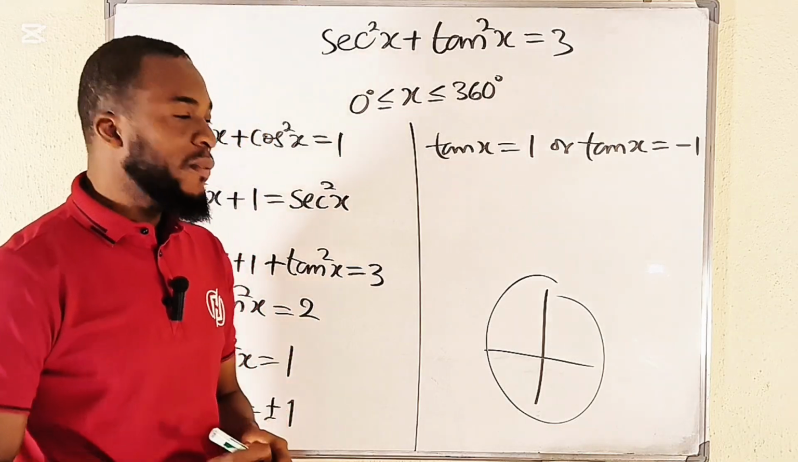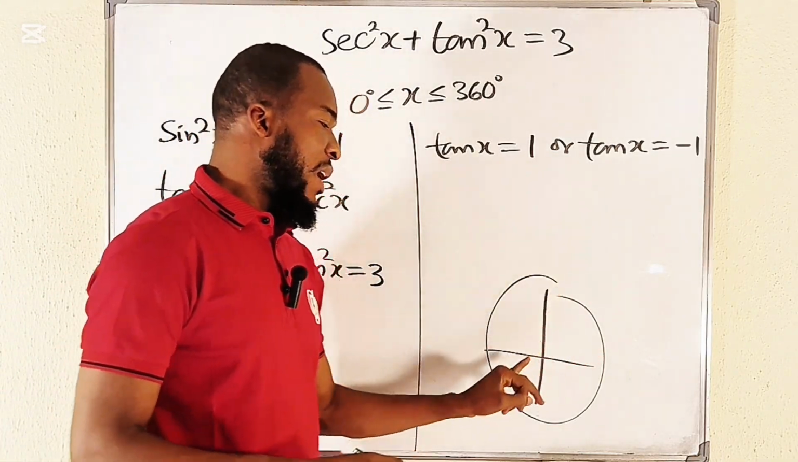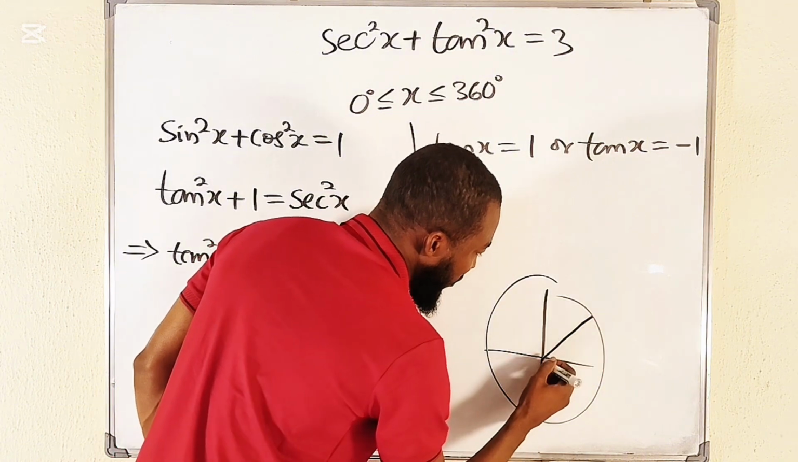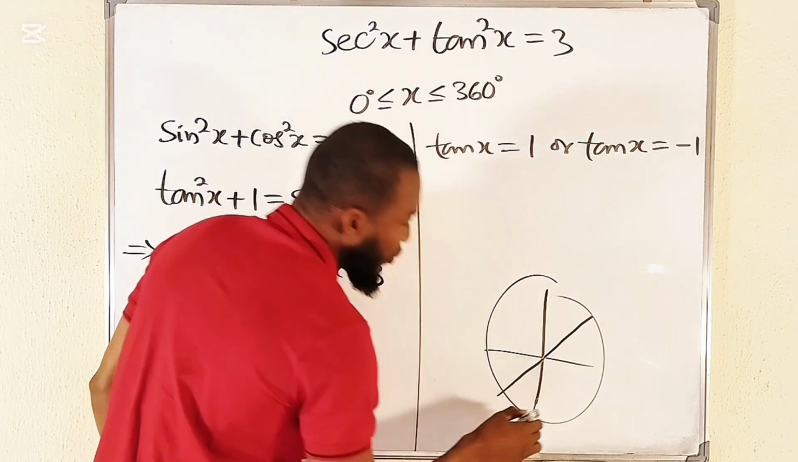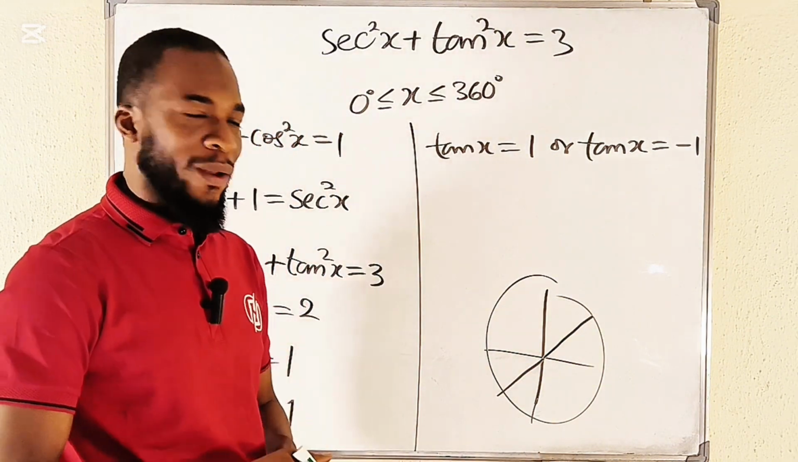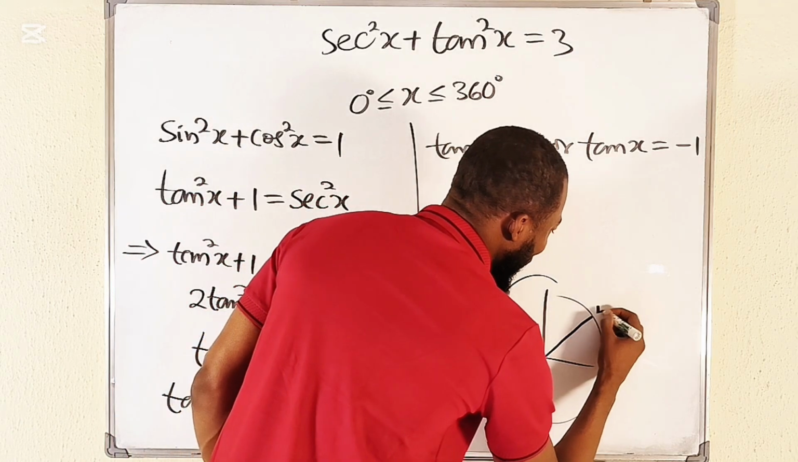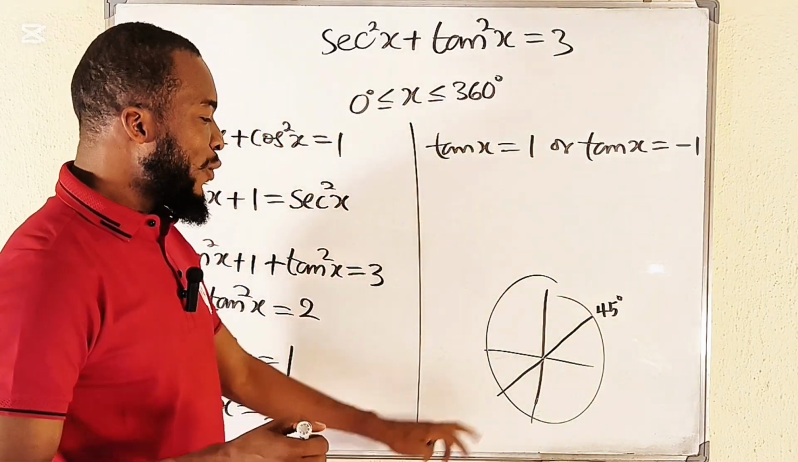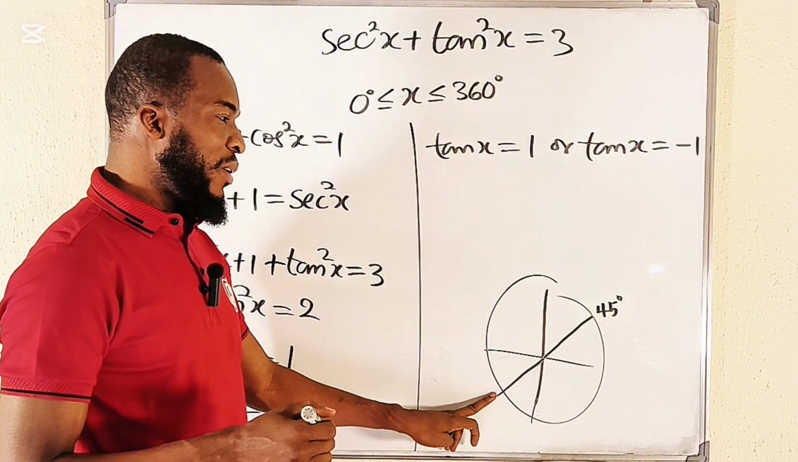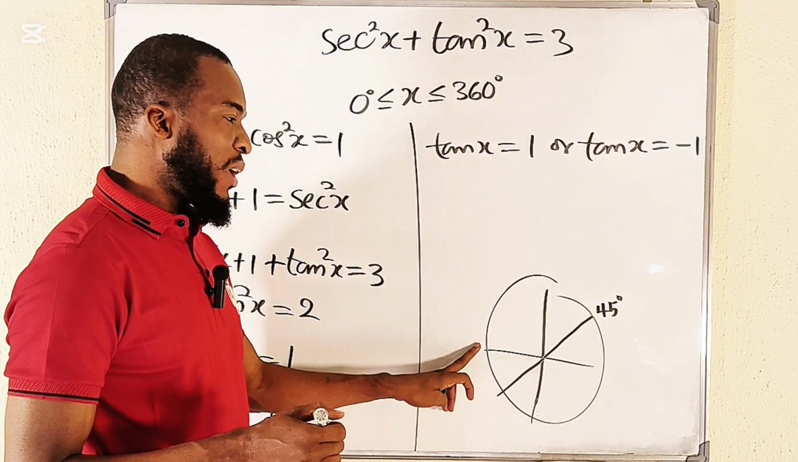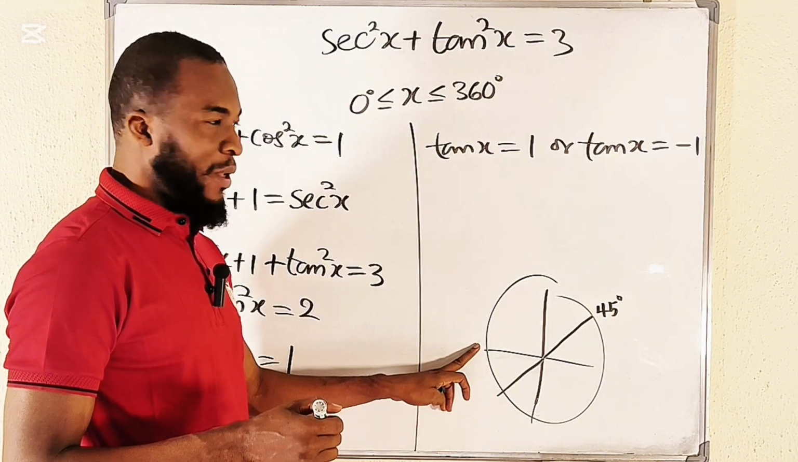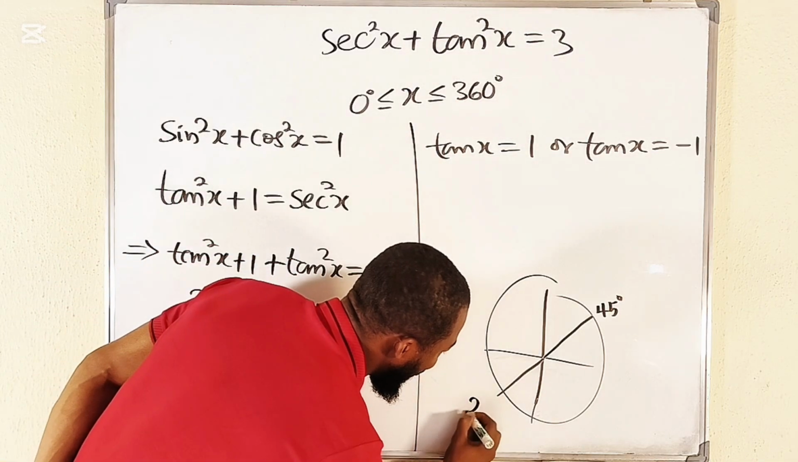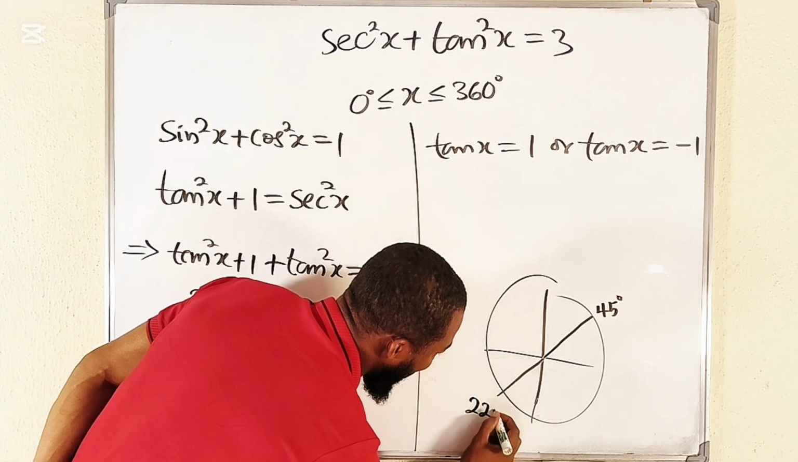Tangent is positive in the first and the third quadrants. So this to this. In the first quadrant, tangent of what angle is 1? 45 degrees. So we have 45 degrees here. If you come here, it will be 45 more than 180, which is going to give us 225.